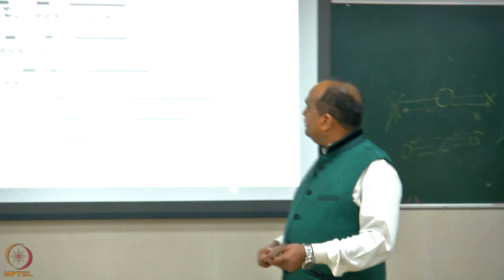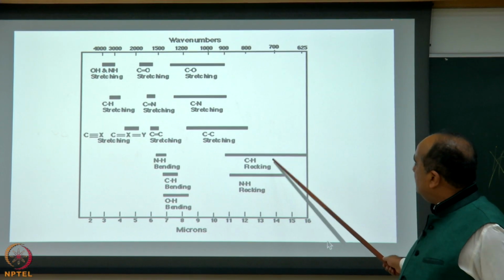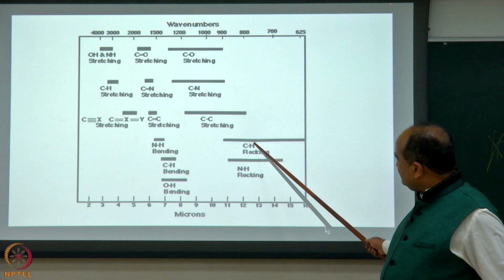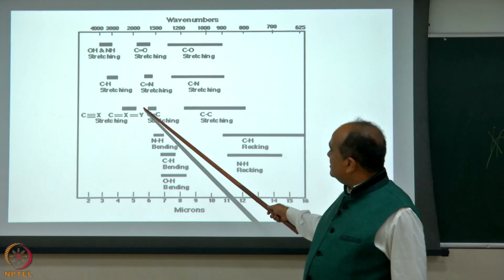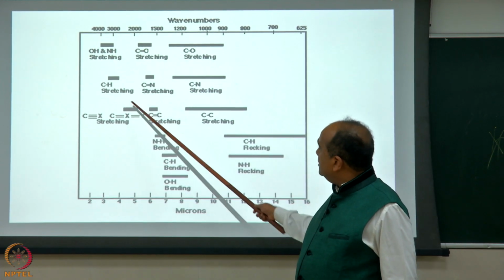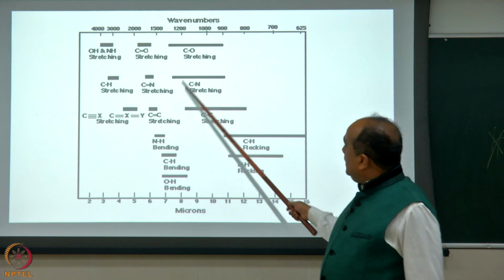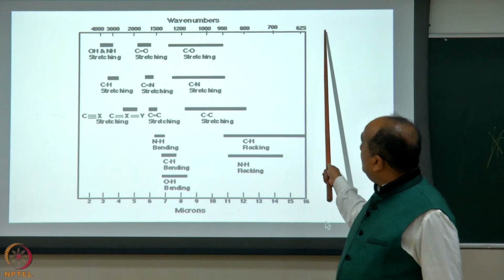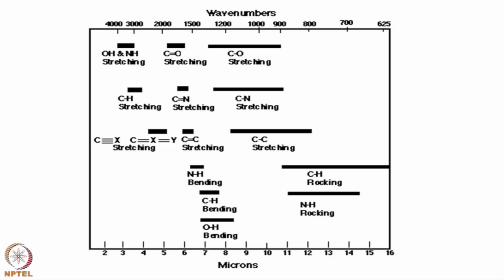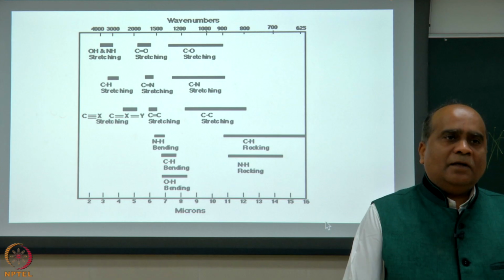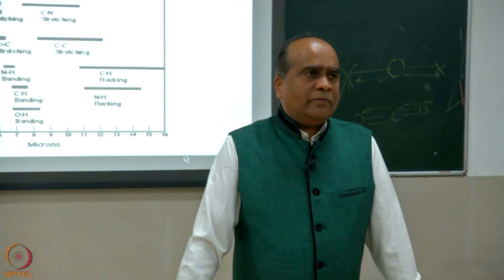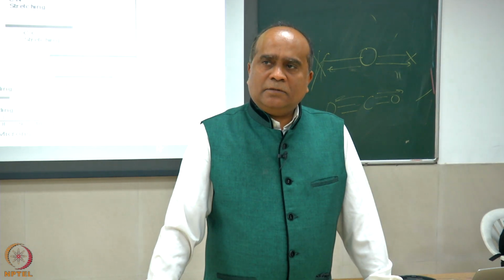So there are various regions, like NH rocking, CH rocking, CC stretching, C double bond stretching, CO and all those at different wave numbers that you have here, and therefore for molecular identification infrared spectroscopy is extremely crucial. Probably I need to stop here. Okay, so we can stop and continue from here in the next class.